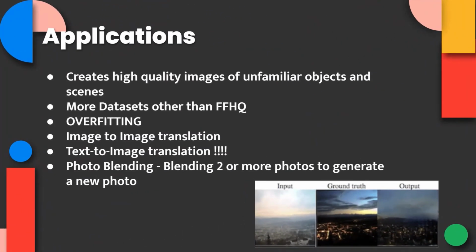These are some applications for GANs. GANs can actually produce high quality images. They can provide us with more datasets like FFHQ. They can help us in image to image translation. They can help us in text to image translation. Text to image translation is when, if we write something like a tree on a bird, GANs can actually provide us that image. And for image to image translation, you can see the image: we can produce an image with a night effect using a daylight photograph. So yes, we can blend two photographs using GANs.